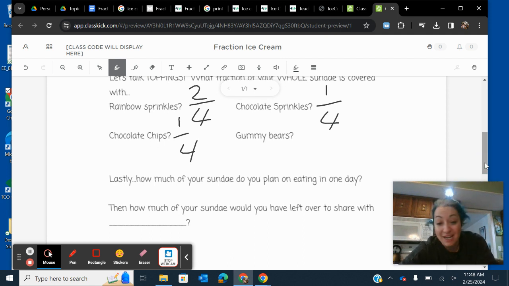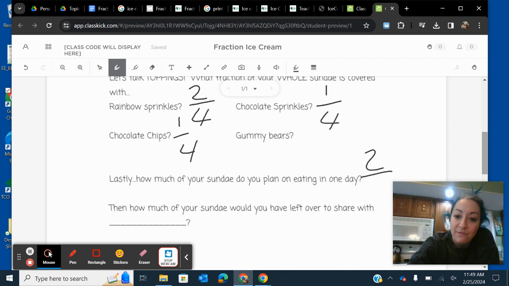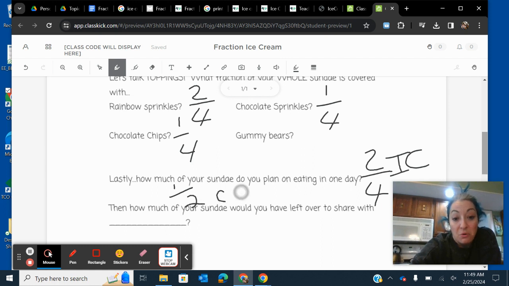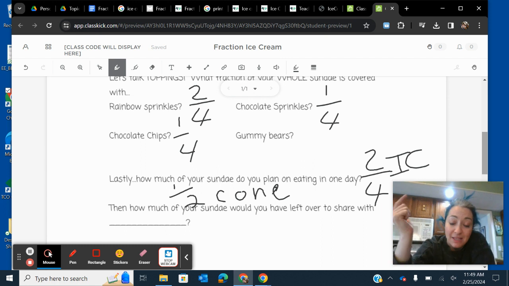Okay, if you want to eat your whole sundae, guess what? That is going to be 4 out of 4 scoops. But if I'm like, you know what? I'm not going to be able to, that's a lot of scoops. I don't want to eat all of that ice cream. Maybe I want to eat 2 out of 4 scoops of ice cream. And maybe I want to eat 1 out of 2 pieces of the cone. Maybe if I break it in half, I would have 2 pieces of the cone. Maybe that's what I want to do.